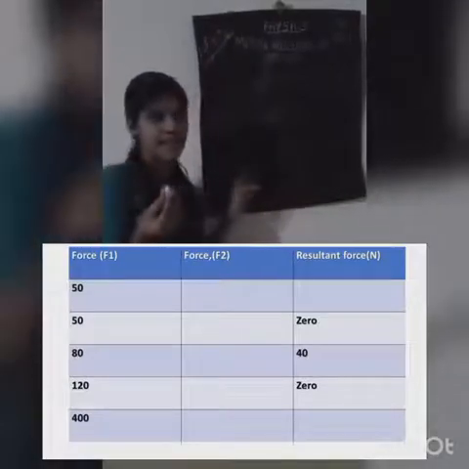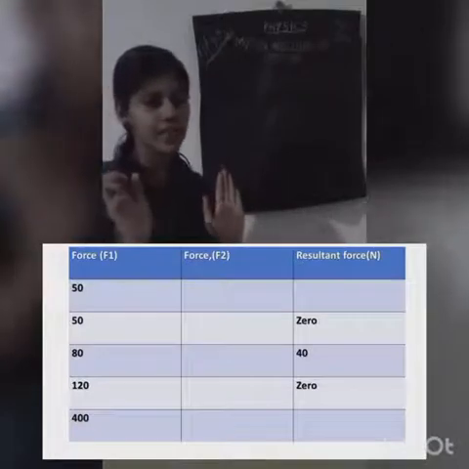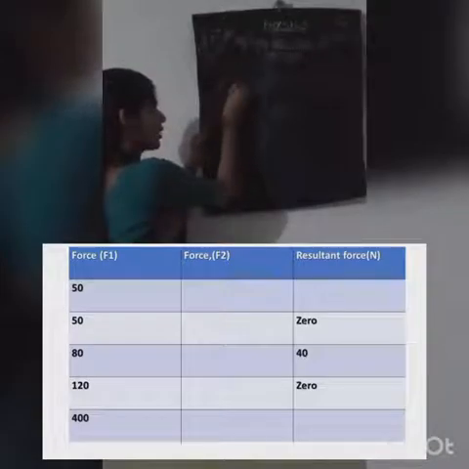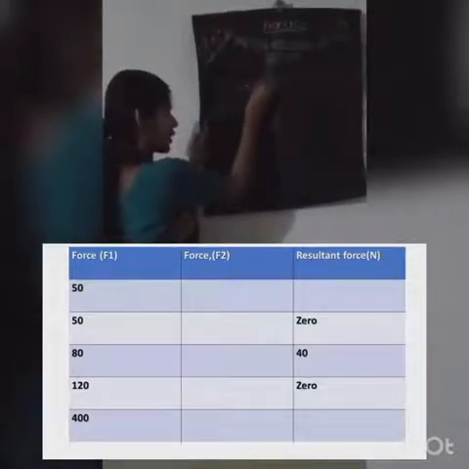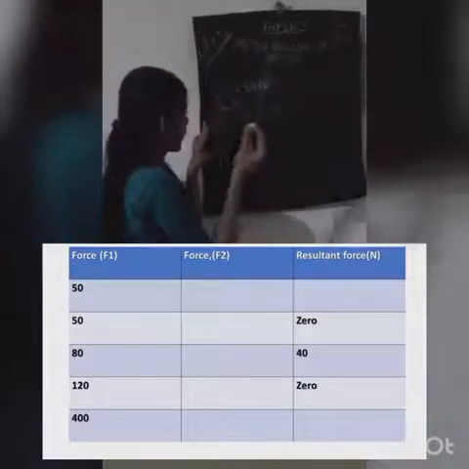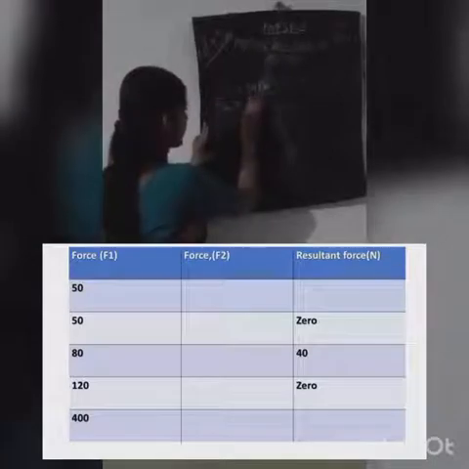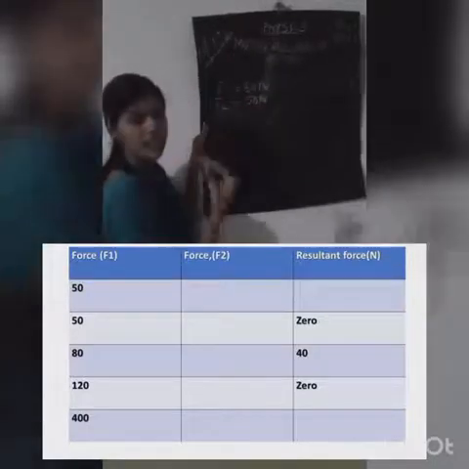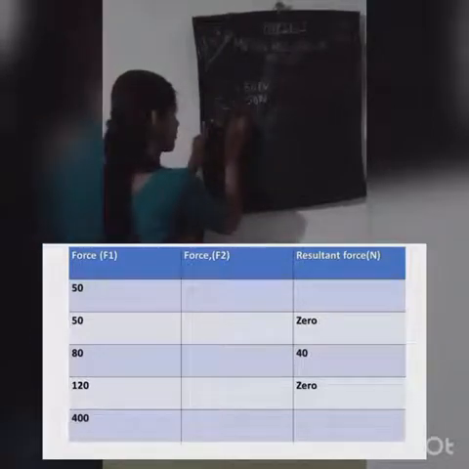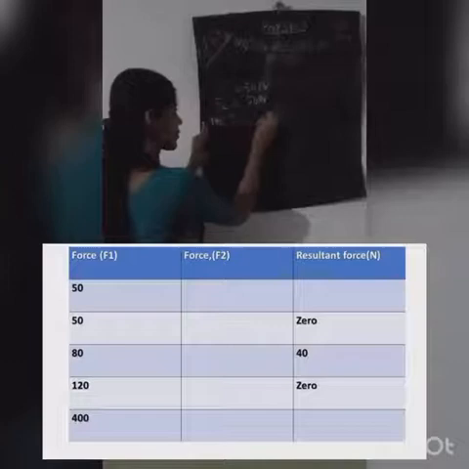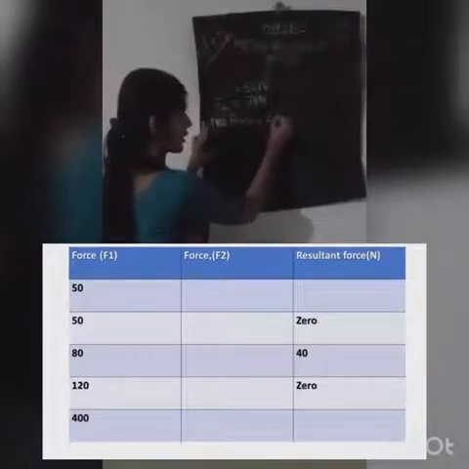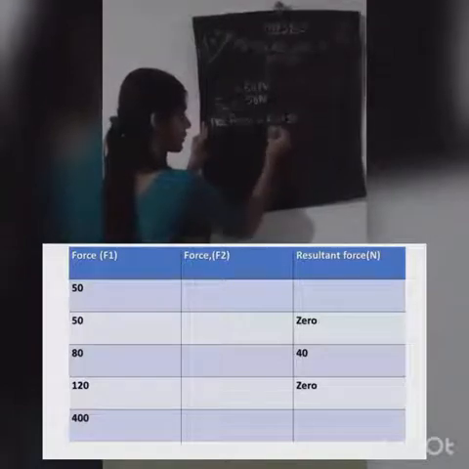So the first case is 2 persons pushing a table from one direction. Here F1 equals 50 Newton, F2 equals, yes, they are from the same direction, so F2 equals 50 Newton. Then what about the net force? Yes, the net force equals F1 plus F2, that is 50 plus 50 Newton, that is 100 Newton.